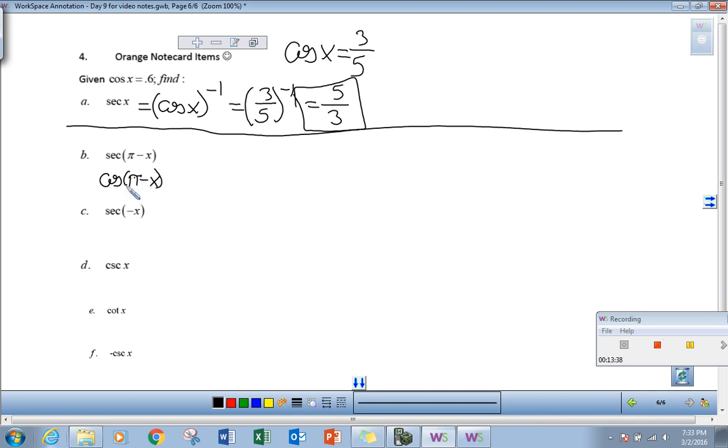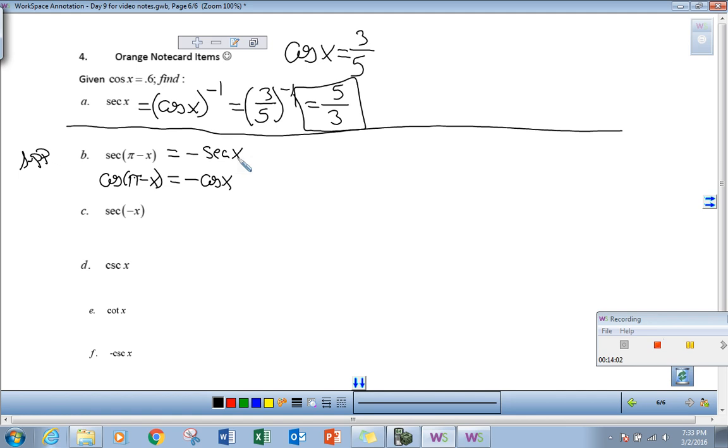From your orange note card day, I'm hoping that you recognize this as the supplements theorem. So if you look on your note card, you're going to see the cosine of pi minus x is the opposite of the cosine of x. Well, that's going to be the same thing here. That means this is going to be the opposite of the secant of x.